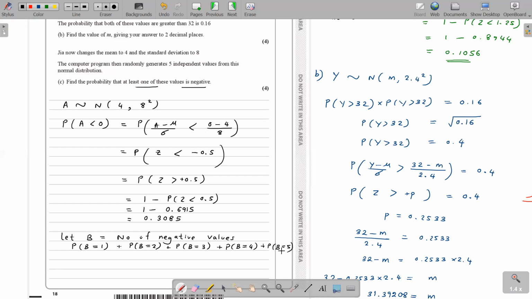Okay, I'm explaining to you all, there's a shorter way to do this. So B is the number of negative values. This is the probability of getting one negative value. 0.3085 is the probability that one value is negative. So if two values are negative, what happens? This is getting squared, right?